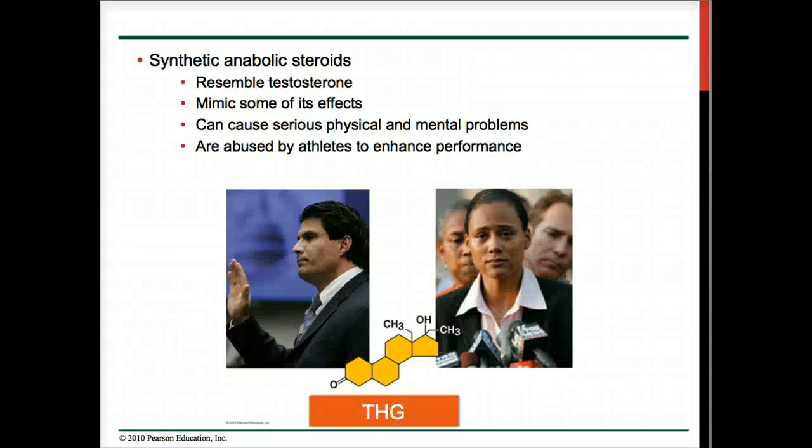Synthetic steroids, which is what you guys are probably familiar with, resemble testosterone and can mimic some of the effects of testosterone, but can also cause serious physical and mental problems. As you guys probably already know, they're abused by athletes to enhance performance. One of the common ones here is called THG. These are people that have admitted to using it. But again, you can see here's that 4-fused carbon ring. All they had to do was change a little functional group in order to produce massive amounts of steroids extremely similar to the one that your body uses, but not exactly.